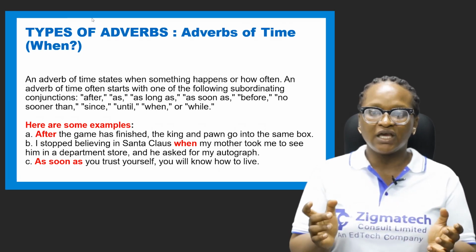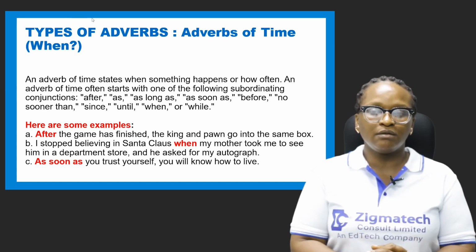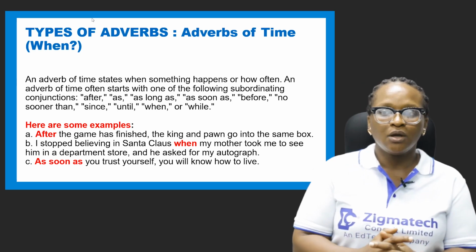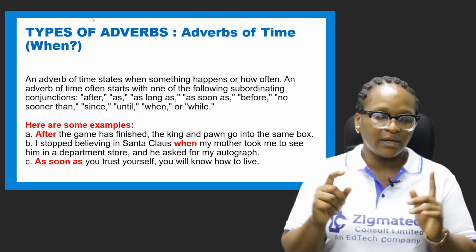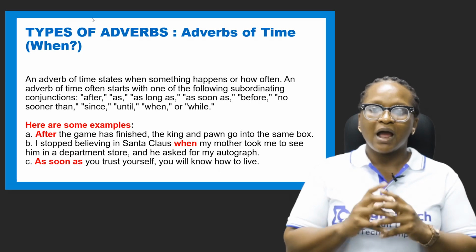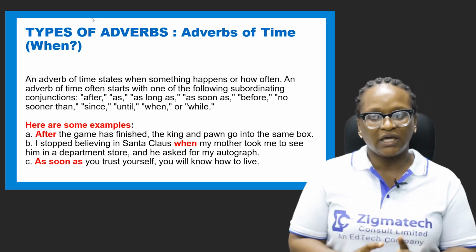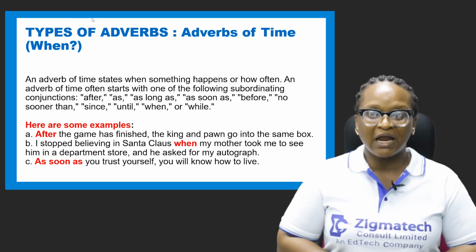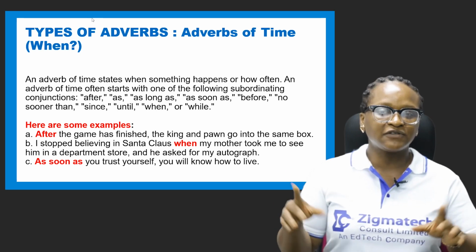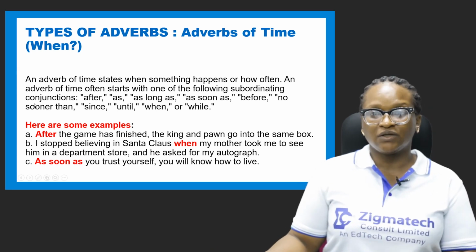Example 1 says, after the game has finished, the king and pawn go into the same box. When do the king and the pawn go into the same box? When? Remember we said that adverbs of time ask the question when. So the when that you ask, then the response you get is what tells you that it's adverb of what? Time. So when do the king and the pawn go into the box? After the game has finished. So that's adverb of time. It answers the question when.